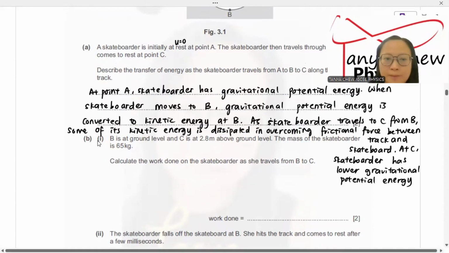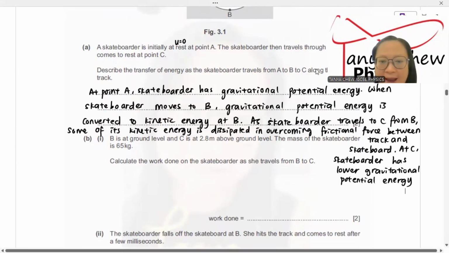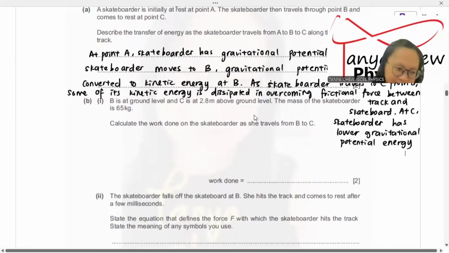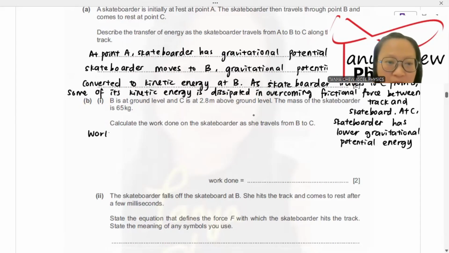B part one. B is at ground level and C is at 2.8 meters above ground level. Mass of the skateboarder is 65 kilograms. Calculate the work done on the skateboarder as she travels from B to C. Work done, because there's a height given. Energy is the ability to do work, so work is converted to her gravitational potential energy.